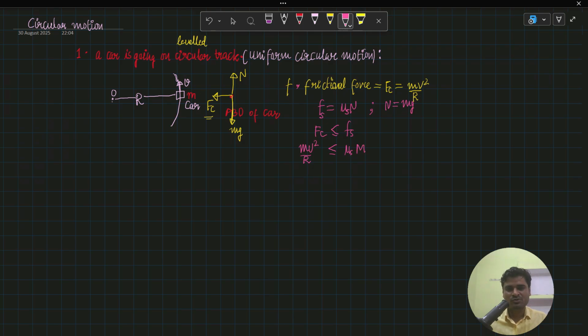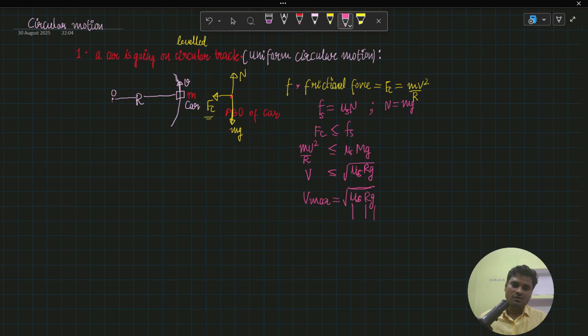mu s mg. So from this we find that velocity squared should always be less than or equal to mu s r g. So the maximum velocity on a circular track is the square root of mu s r g. All these values mu s, r and g are constant for any given road.